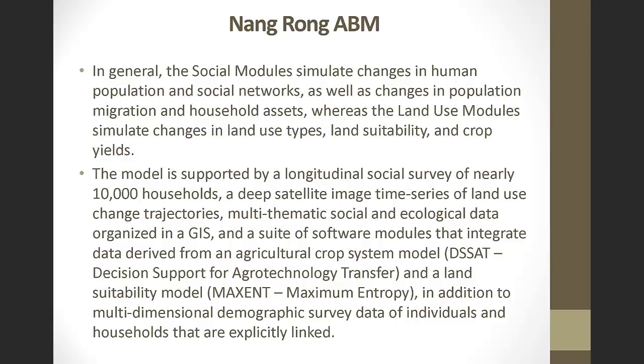We have a large longitudinal survey that began in 1984 with 10,000 households as the agent, and we've been tracking them through 3 different time frames. We have a deep satellite time series that allows us to understand trajectories of land use change, productivities, and deforestation. We have a lot of multi-thematic social and ecological data that are organized within the GIS, and a suite of software modules that allow us to track not only social networks and individual links between individuals and households, and even villages to villages, but also a set of models that are embedded as the basis of our agent-based models, looking at yields of crops and land suitability. So all of this is part of the amalgam that holds the study together.